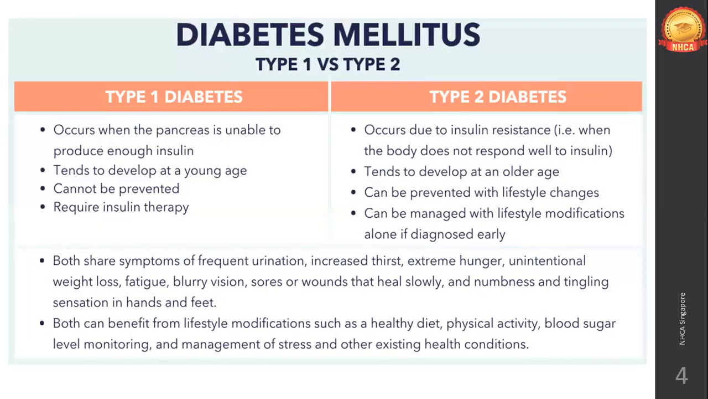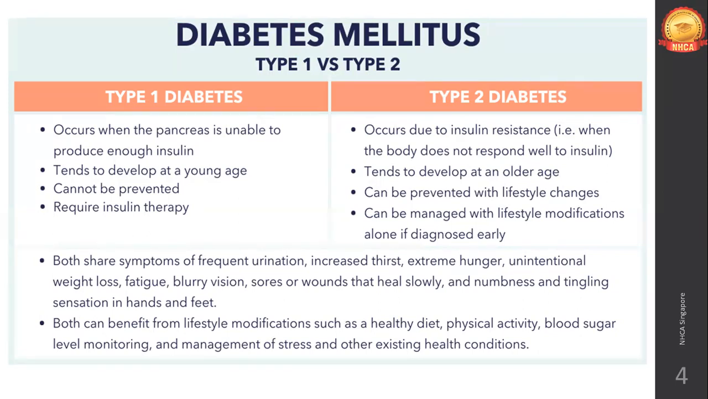So, type 1 diabetes and type 2 diabetes. Type 1 diabetes occurs when the pancreas is unable to produce enough insulin. It tends to develop at a very young age and cannot be prevented. It completely requires the child to be put on insulin therapy from a very young age because the pancreas is not producing insulin at all. Type 2 diabetes occurs due to insulin resistance. As I mentioned, in early stages the cells will resist insulin. Insulin receptors will not function well, and your cells do not respond well to insulin.